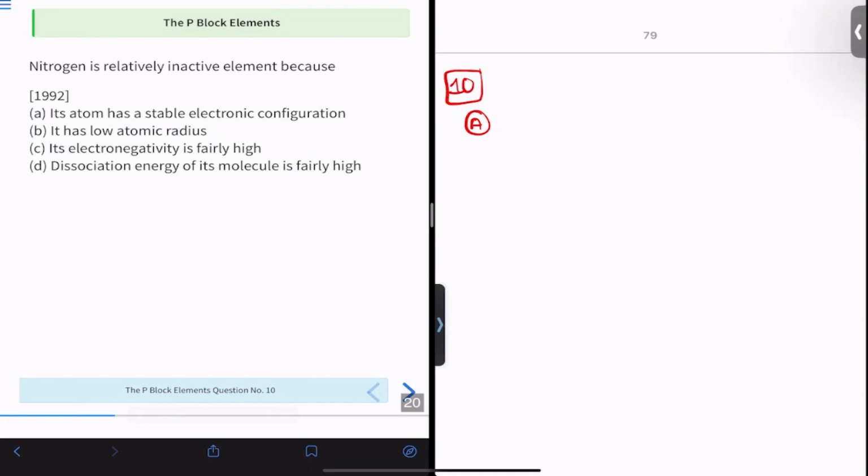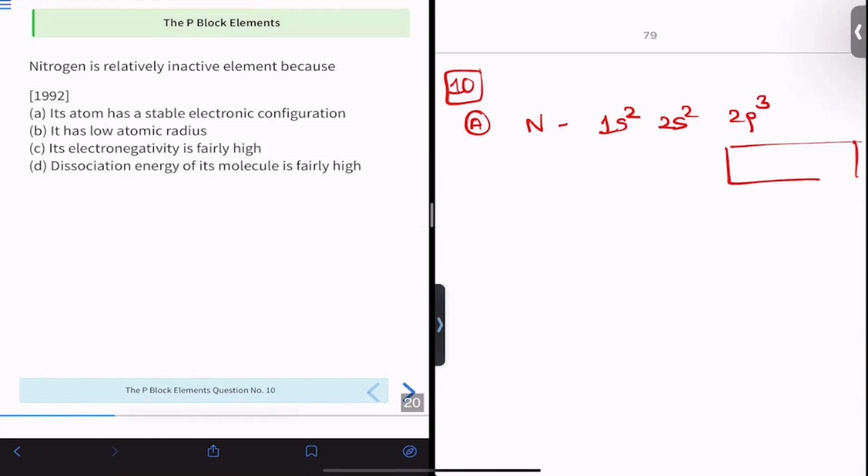Option A says its atom has a stable electronic configuration. Is that why nitrogen is relatively inactive element? No. See, nitrogen has a configuration 1s2, 2s2, 2p3.